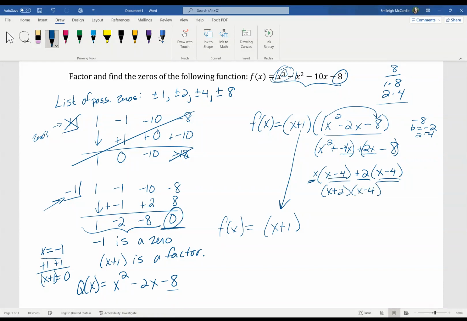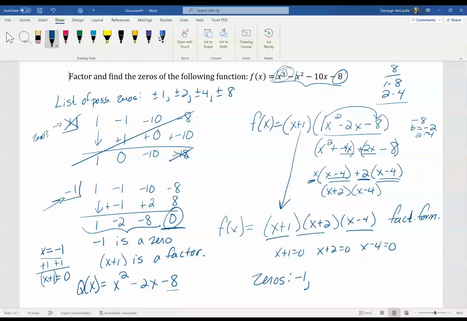Remember, we're only writing this once. And these are our other two factors. So this is going to give us our factored form. Let me fix that. Okay, so this is our factored form. How do we find our zeros? Well, we're just setting each one of these equal to 0. So x plus 1 equals 0, x plus 2 equals 0, and x minus 4 equals 0. Solving each one of those, we get our zeros to be -1, -2, and 4. So this would be the factored form and the zeros of this function.